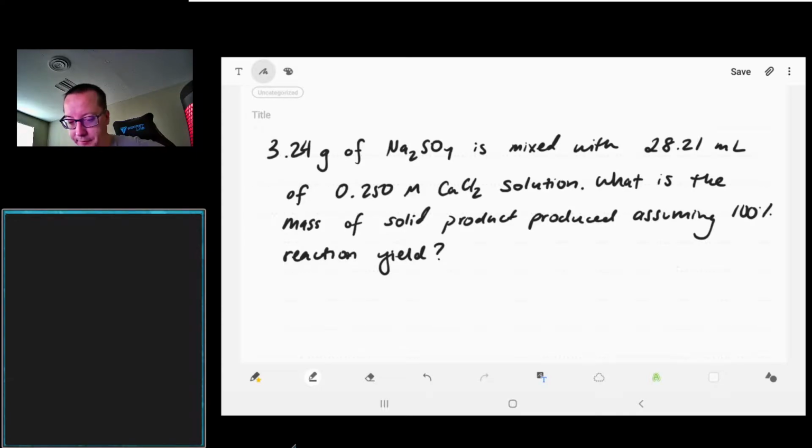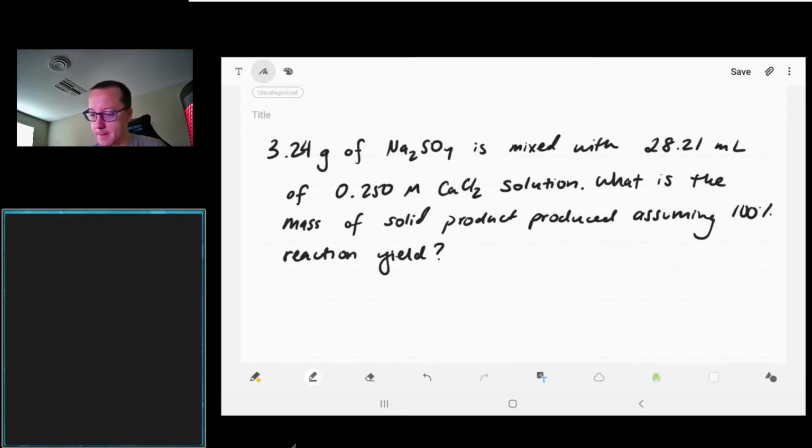So it'll be nice and efficient for us with our review here. We'll be taking 3.24 grams of sodium sulfate, mixing that with a certain volume of a certain concentration of calcium chloride, and we're asked what mass of the solid product is produced, assuming that we have 100% yield for this reaction.